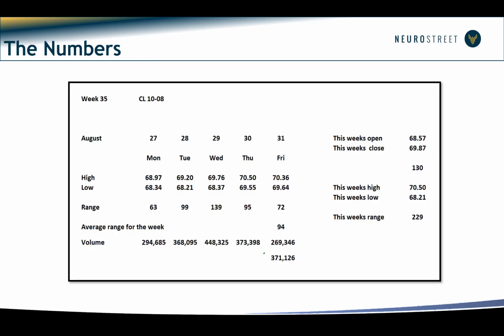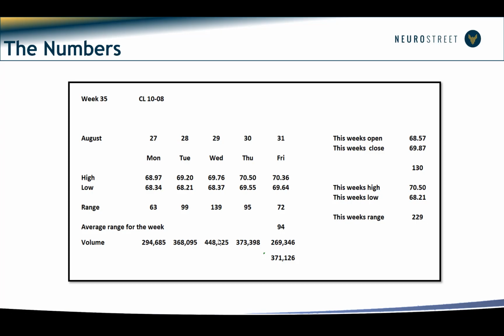Looking down at the actual numbers, you can see that for week 35 the range on Monday was pretty tight. 63 ticks on a Monday is very tight indeed, but it's to be expected given that we've got summertime trading. It went up to 99 on Tuesday, again very tight. Even on Wednesday, only 139 for what was a massive day in terms of the volume. That goes to show that those prices were pretty much accepted in terms of the range.